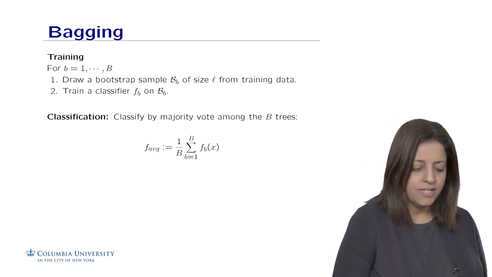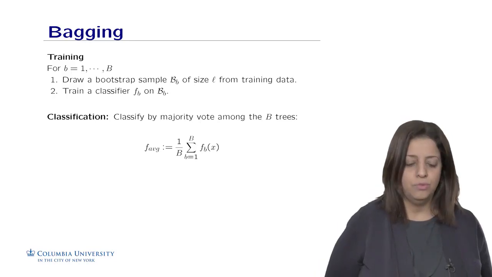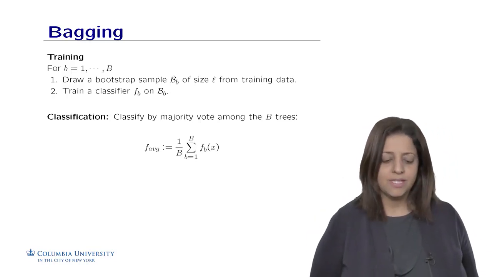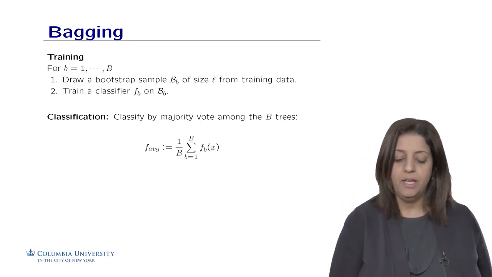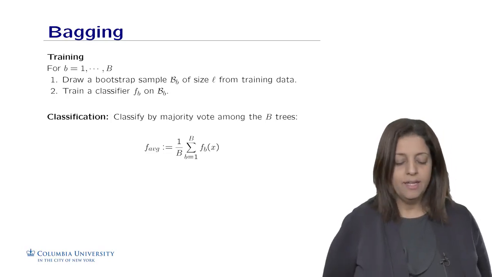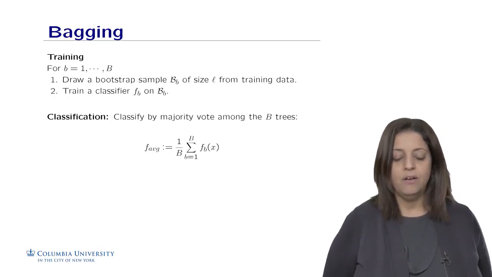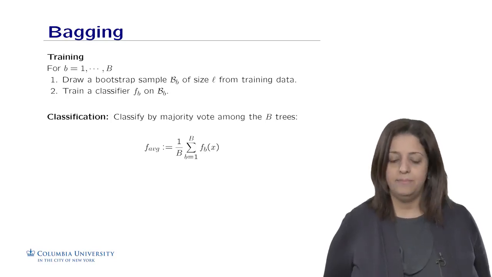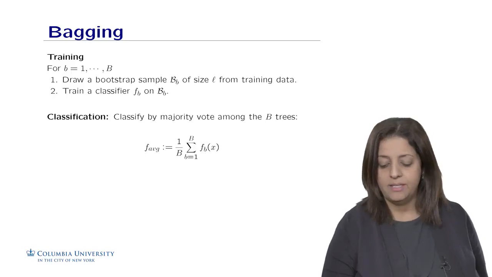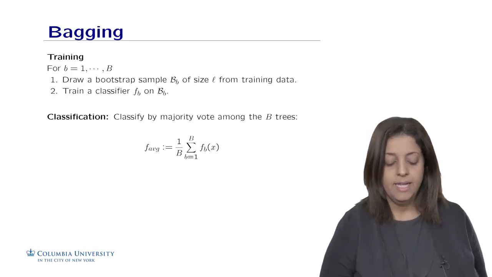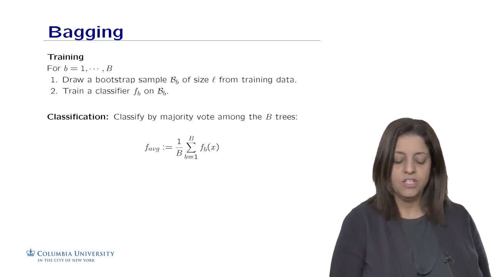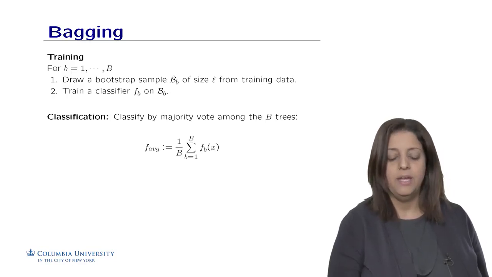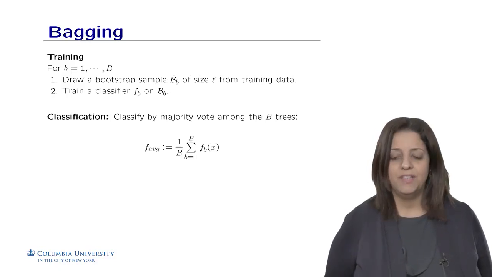So the training is very simple. For b equal 1 to big B, draw a bootstrap sample of size L from the training data, and train the classifier f_b on the sample that we just drew. The classification is done again by majority vote among the B trees or the B weak classifiers, so the outcome would be 1 divided by B of the outcomes obtained from each of the classifiers.